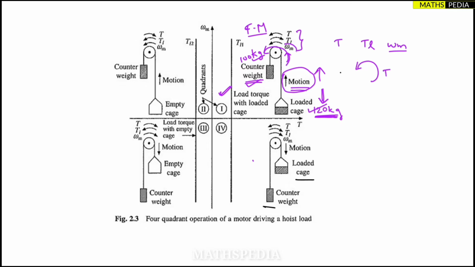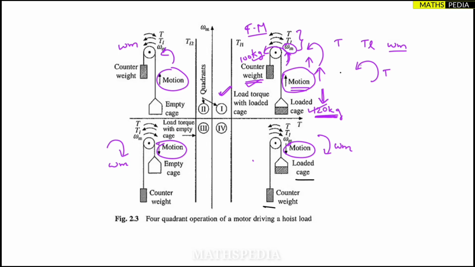What about this omega m? Omega m is nothing but the speed. You can write it directly in all the quadrants without saying also, because omega m is nothing but the direction. Here you can see motion is upward, so it is moving anti-clockwise. Here also motion is upward, so it is moving like this, anti-clockwise. Here motion is downward, so you have to move clockwise. So omega m, you can write it in all the quadrants. It is based on the motion, or you can consider forward and reverse.